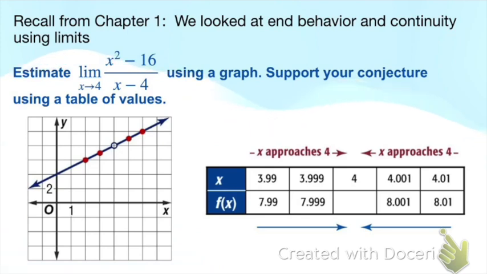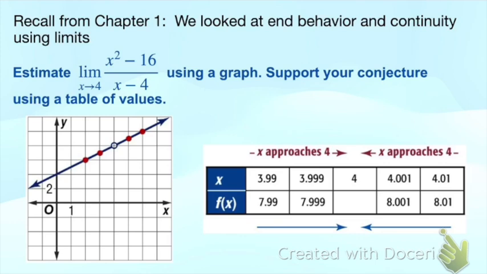We're going to estimate the limit as x approaches 4 of x squared minus 16 over x minus 4. We're going to use a graph. In your book, it'll say support your conjecture using a table of values, which is what we did back in chapter 1. I am not requiring a table, although often you will have to use a table to figure out what the limit is. Here, when we look at the graph, we're going to approach 4. And the way we do this is we want to approach 4 from both the left and from the right.